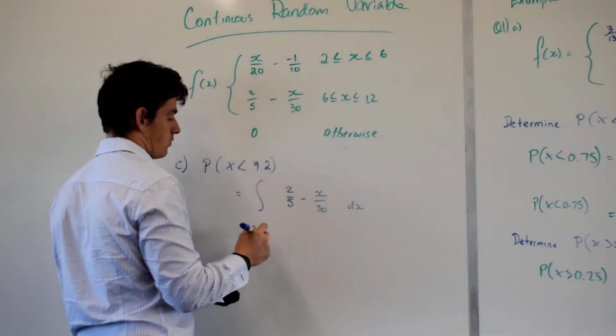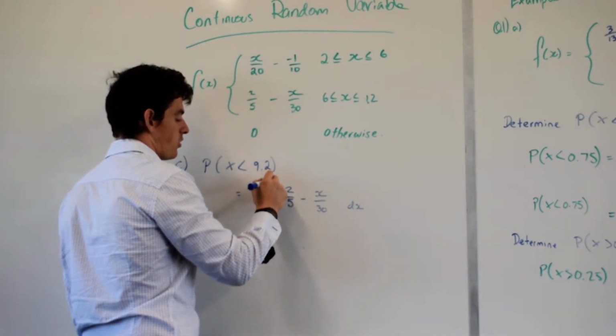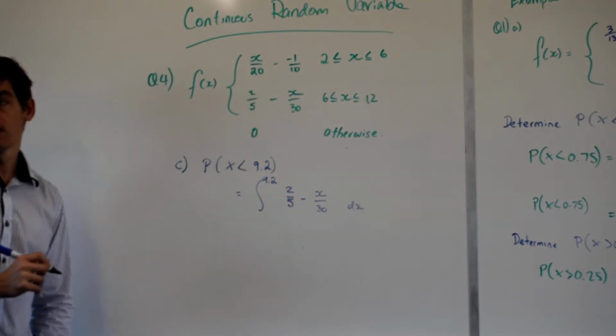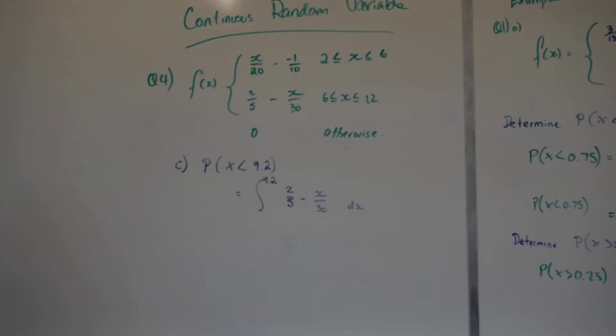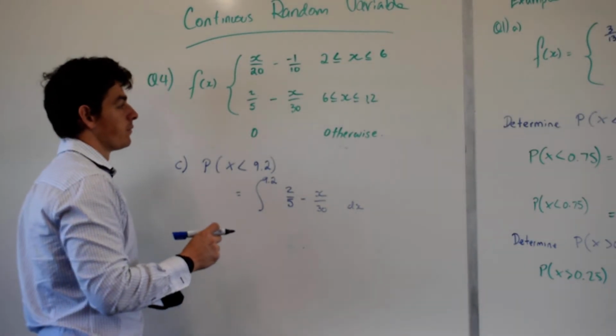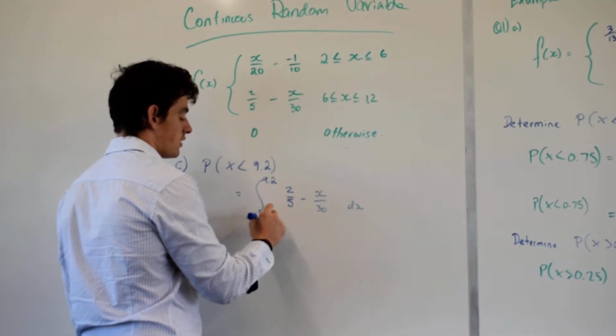Upper bound should be 9.2. What should the lower bound be? Some people are saying 6, some people are saying 2. Why should it be 2? Because that's the lower function. That's the lower value. Why should it be 6, Sasha? Because you do the first function first, and this function only applies until 6.